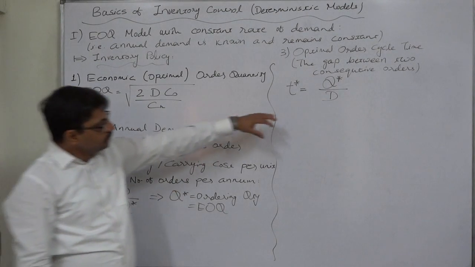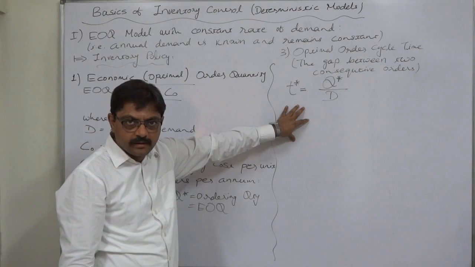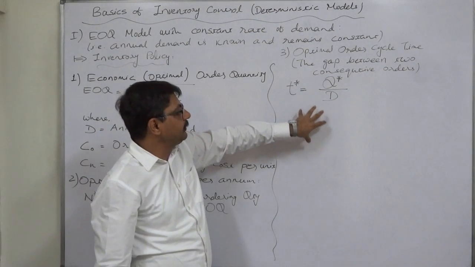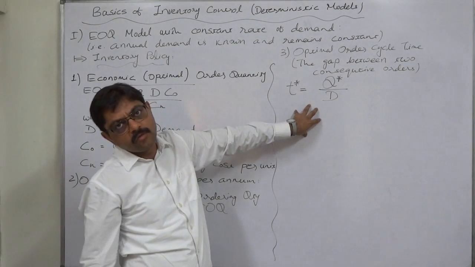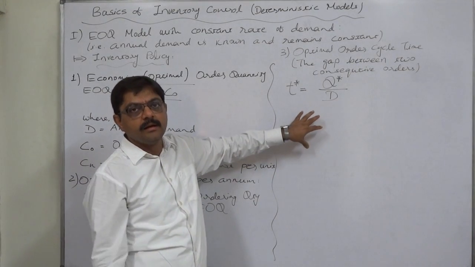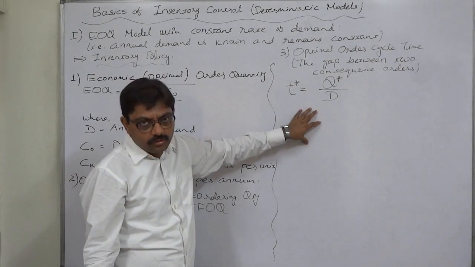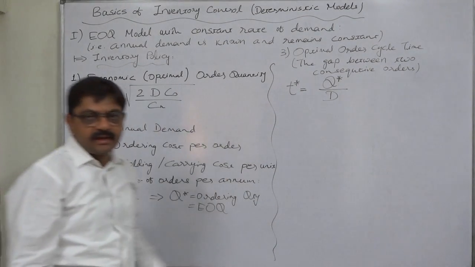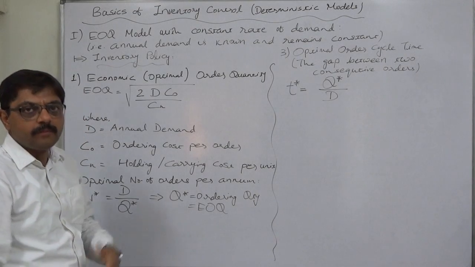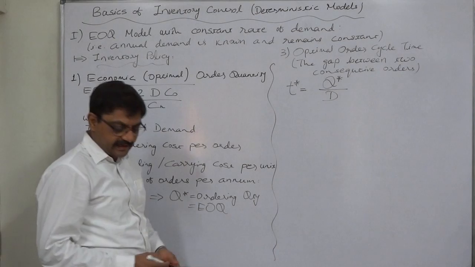This formula gives us the time in terms of year. So we will have to multiply this either by number of working days of a year, or number of working months at 12, or say number of working weeks of a year, to get the practical answer in terms of number of days or number of months or number of weeks, as the case may be.